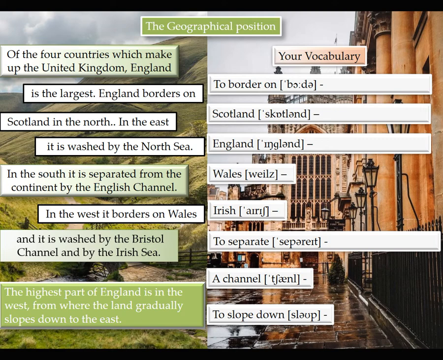To understand this text, you need to translate your vocabulary correctly. To border on, Scotland, England, Wales, Irish. To separate, a channel, to slope down.